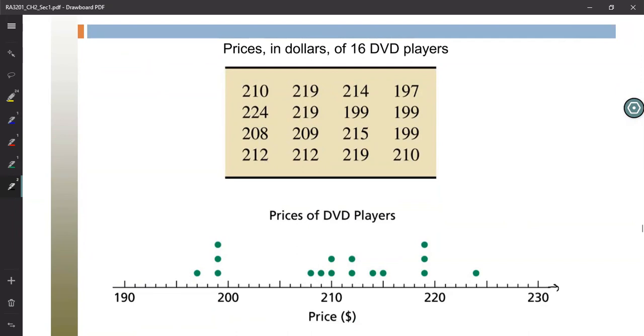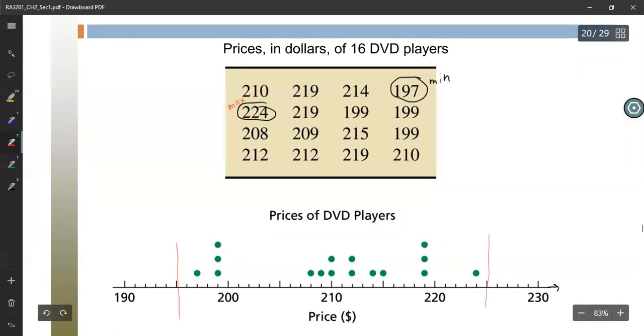If you look at this data set, you can see the smallest value is 197, right? So this is the minimum. Then the maximum is 224. Here's the max. So you can draw the number line with values closer to the minimum and the maximum. Even you can stop from here. It's up to you. And then whenever you see a value, you put a small dot.